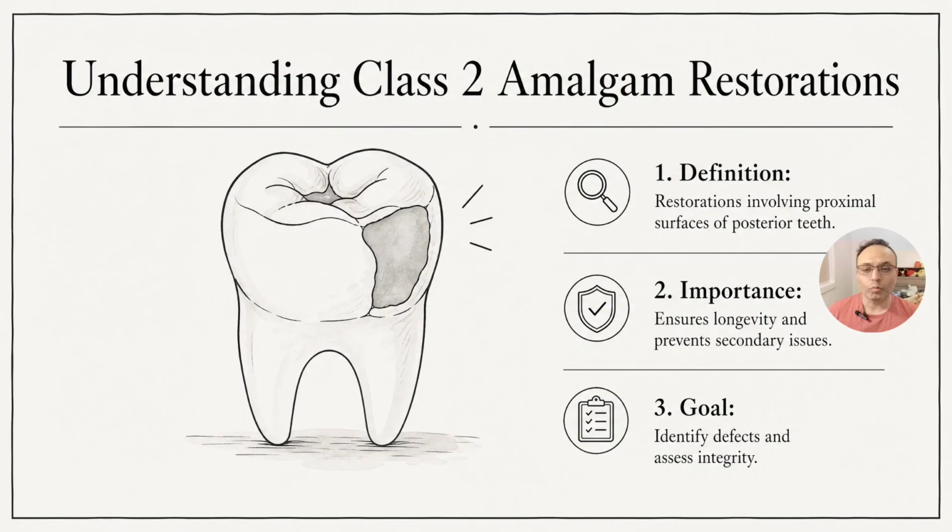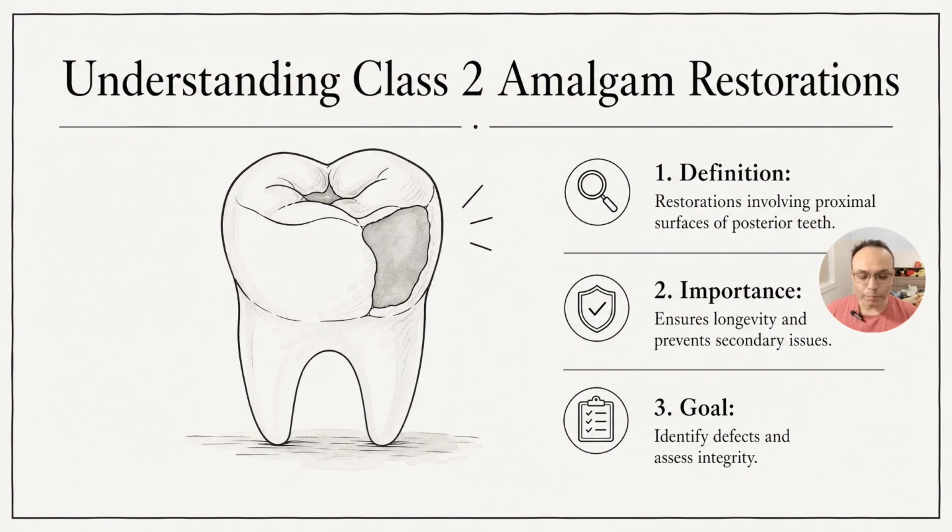Now, what is a class 2 amalgam restoration? The definition is straightforward. Anytime a posterior tooth is involved with a cavity or caries that is around the proximal surface, adjacent to the adjacent teeth, that is a class 2 cavity.